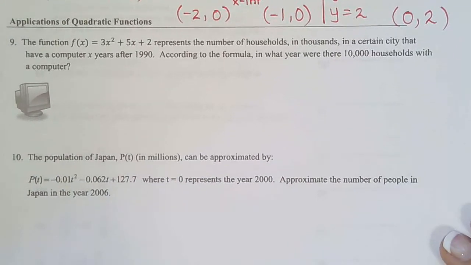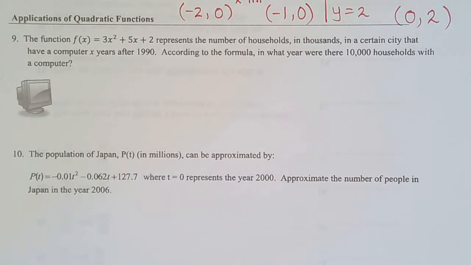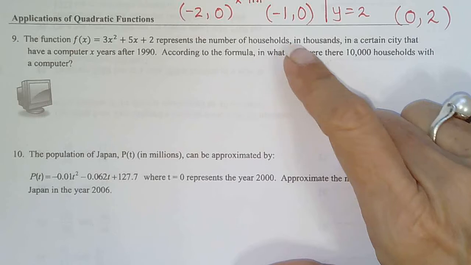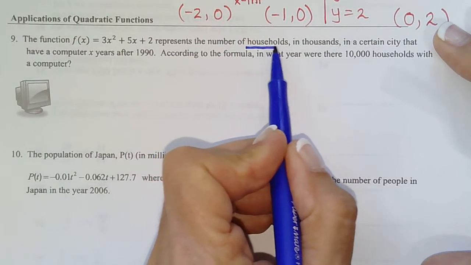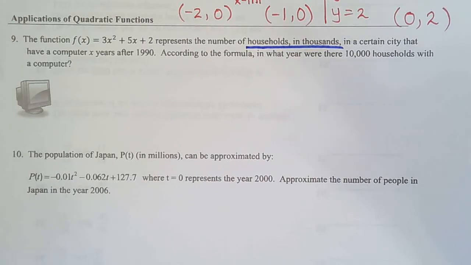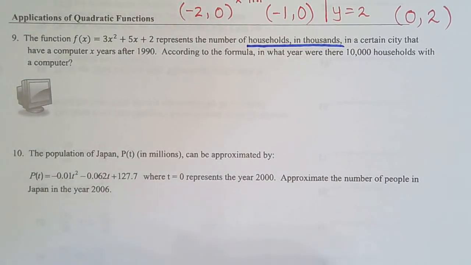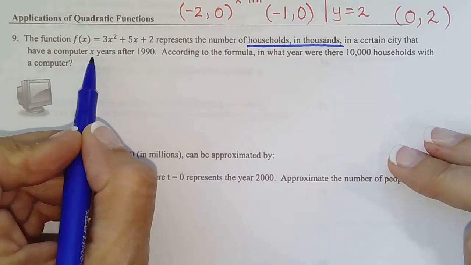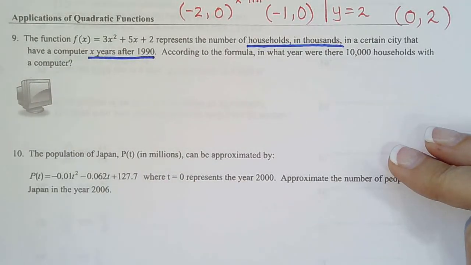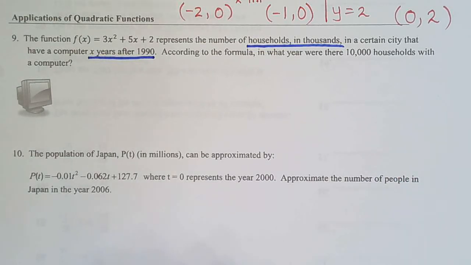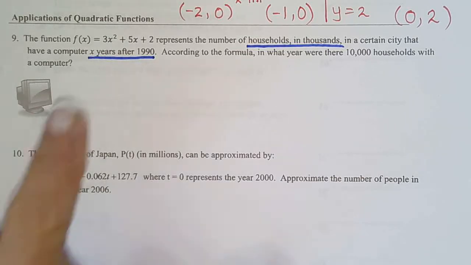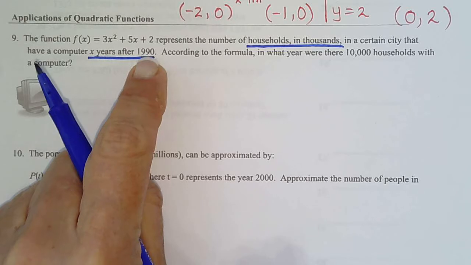Okay, so let's go ahead and look at our word problems. So the function f of x equals 3x squared plus 5x plus 2. That represents the number of households in thousands. Important, you're going to see that in a little bit. In a certain city that have a computer x years after 1990. Another important thing. So if I say how many computers were there in the year 2000, x needs to be 10. Because 1990 is the base year.